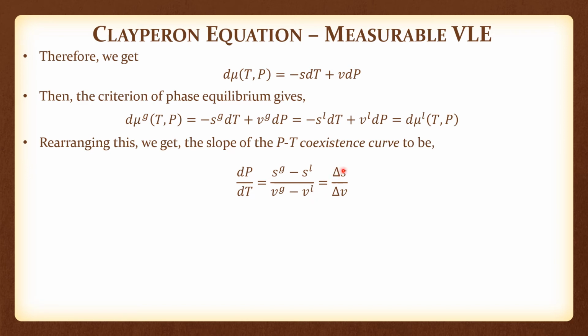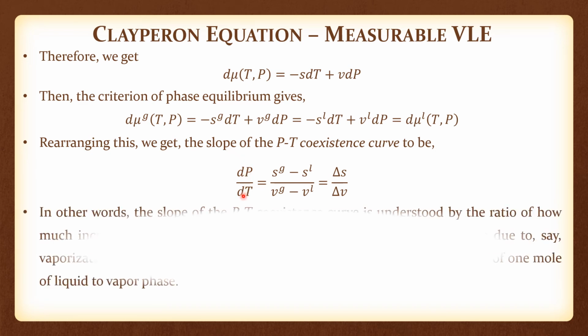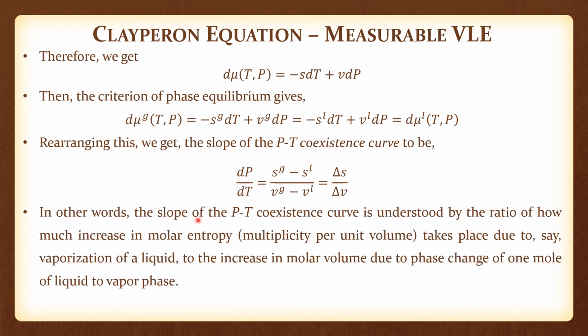So if there is more entropy to be gained, then the molecules will tend to go into the vapor phase, and the more molecules go into the vapor phase, the higher the pressure they exert back on the liquid. So this is exactly what is captured here. In other words, the slope of the PT coexistence curve is understood by the ratio of how much increase in molar entropy, per unit volume, takes place due to the vaporization of a liquid. Okay, so how much is the increase in molar entropy due to the increase in molar volume.